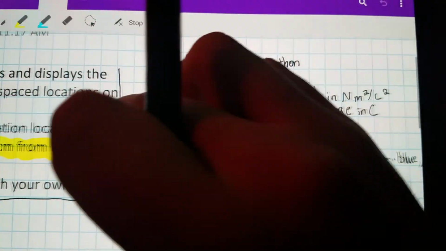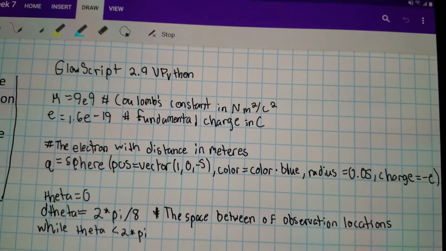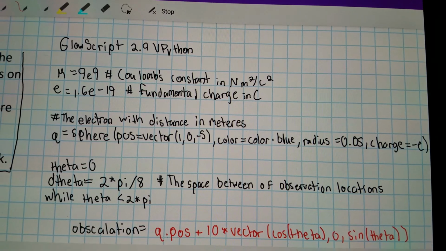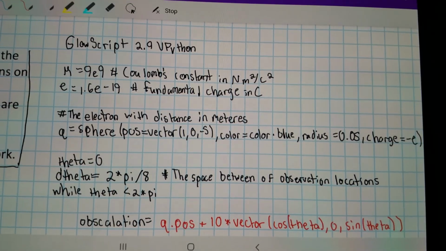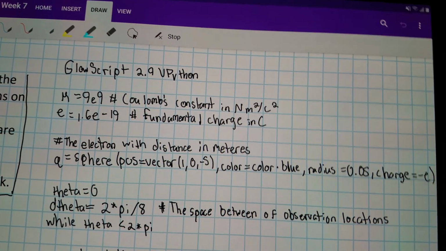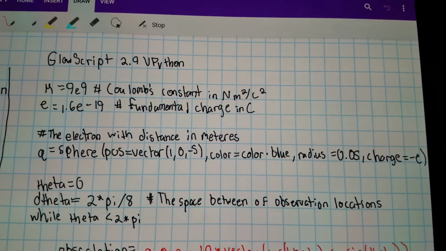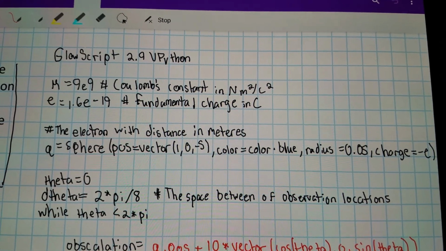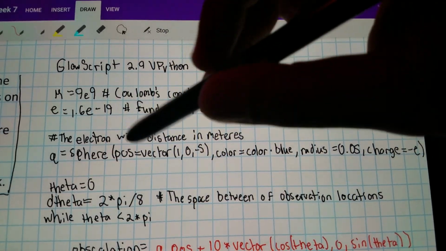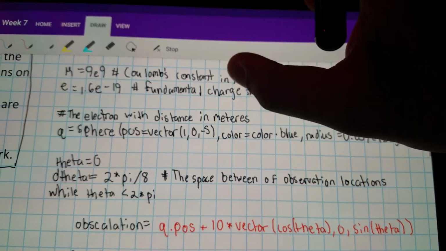So we move over here to our actual GlowScript code. We of course have our constants given to us. We have the 9 times 10 to the ninth for Coulomb's constant. We have our electron's known charge. And then we have our Q value, which gives us the position of the sphere, color, radius, and charge. We're also given theta and d theta. Theta and d theta are just basically letting you know how the actual observations are going to change from one point to another in those 8 equally spaced.